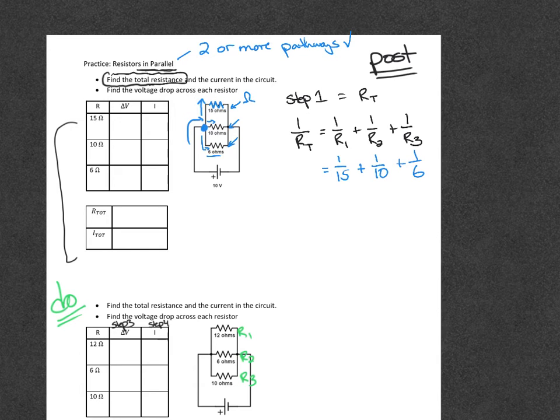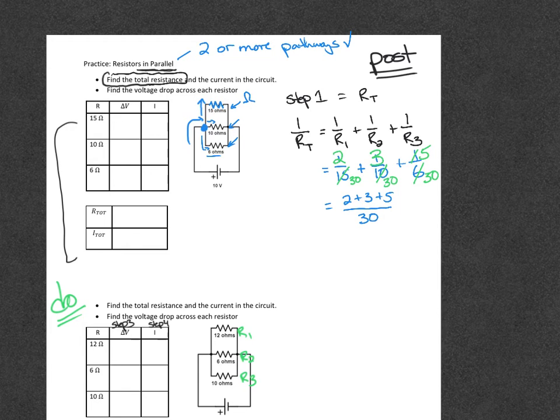It occurred to one of my students that this would be 30. 15 goes into 30 twice. 10 goes into 30 3 times. 6 goes into 30 5 times. You may have to think about that or play around to find the common denominator, but we won't make it overly challenging. So if we rewrite that, we get 2 plus 3 plus 5 all over 30.